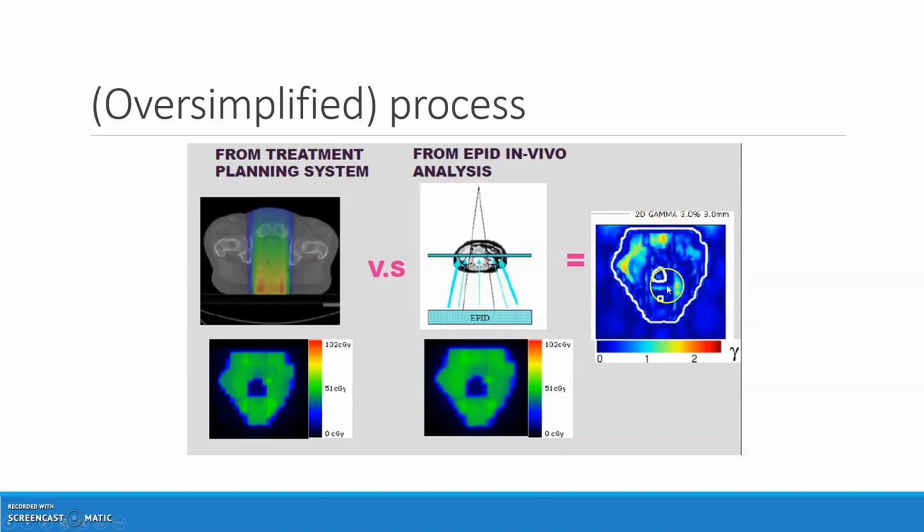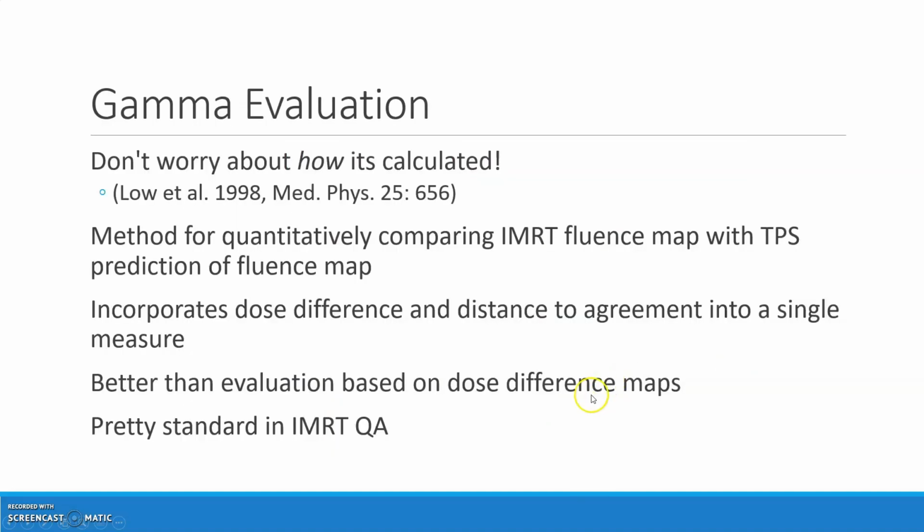A little bit more about gamma evaluation on the next couple of slides, but essentially that's the basic process. Predicted portal dose image, an actual portal dose image. We require software for both. We can then compare both using something called a gamma evaluation to give us a map and some numbers that show us where there's similarity and differences. You don't need to worry about how it's calculated, okay? That's a relief for you, I'm sure. It's just a method for quantitatively comparing two fluence maps, a predicted map and an actual map.